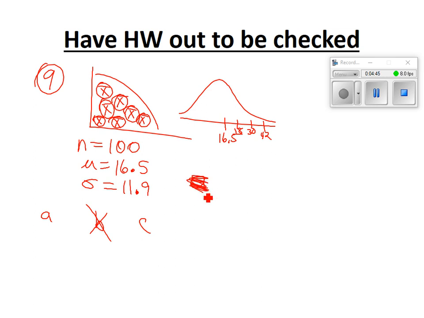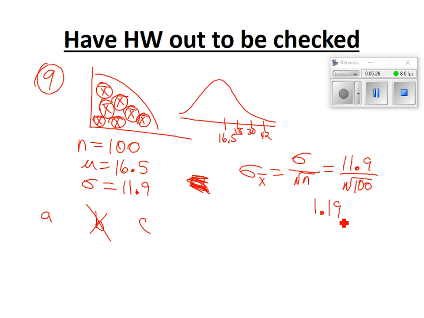It's not A, because we messed up here. This is the standard deviation of the population. What do we need to do to that? We got to change it to the standard error, right? Does anybody remember how to do that? Sigma over square root of n. What is sigma again? 11.9, and what was n? Divide by 10, or square root of 100, but divide by 10. Somebody do that for me.